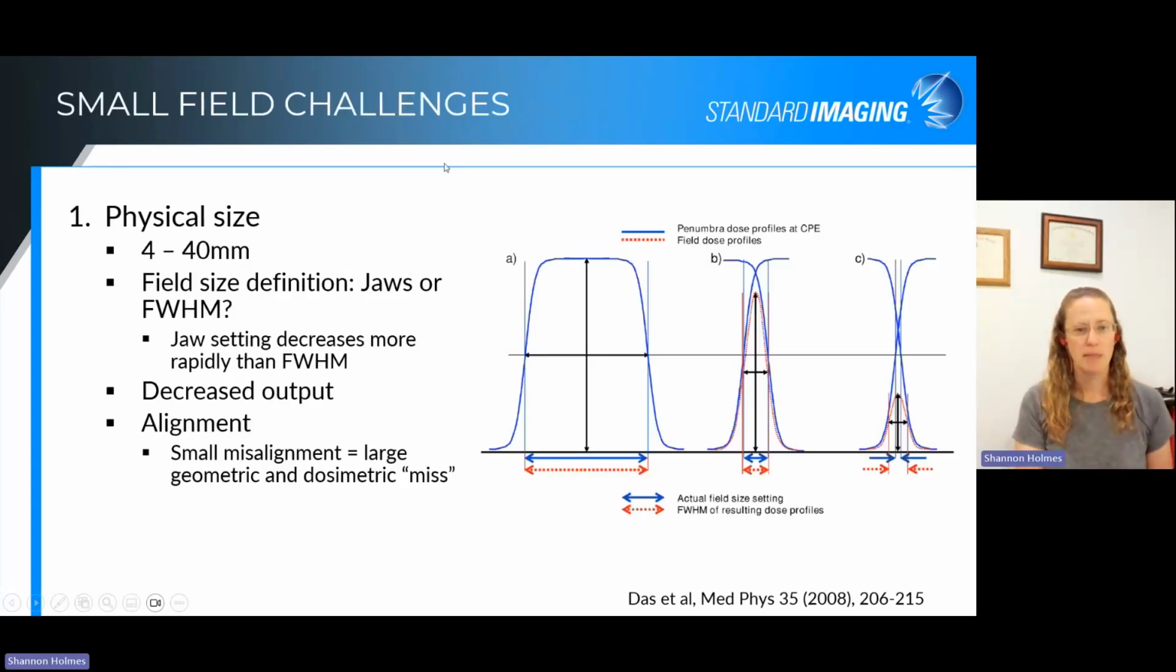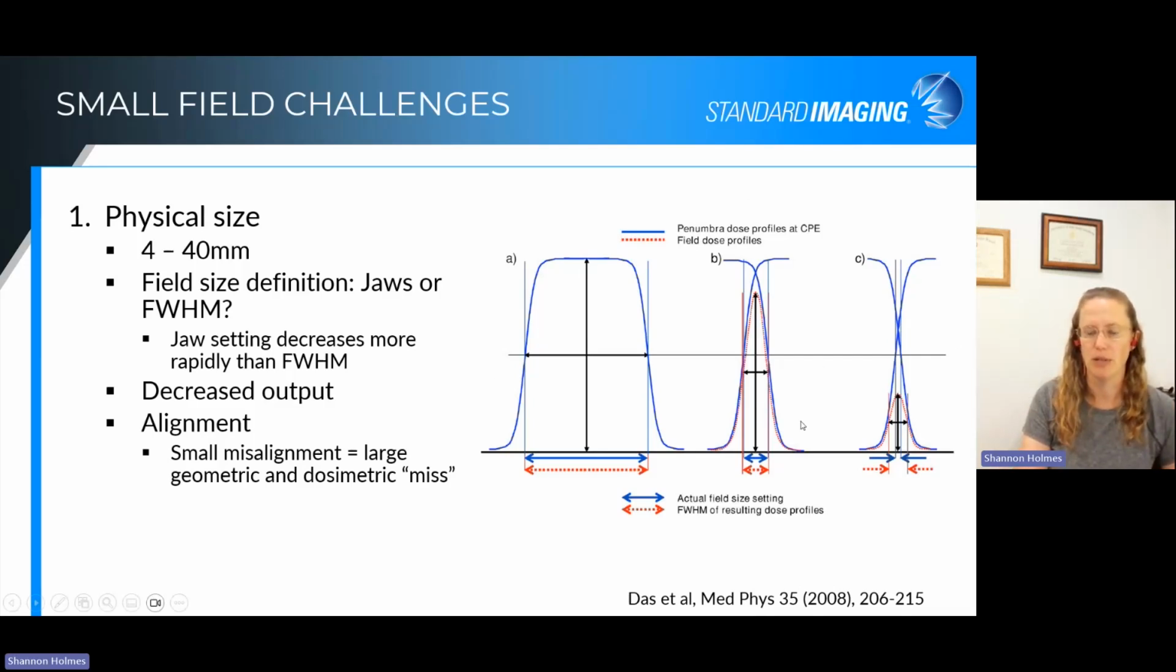So number one, as I mentioned, is physical size. That's the first challenge. Usually we're talking about somewhere between 4 millimeters and 4 centimeters. So the first question to investigate when you're looking at your own small fields is, how are you defining that field? Are you defining that field by where the jaws are being placed with your accelerator, with your MLC, high definition MLC? Or are you using a stereotactic cone where it's defined more by the full width half max? If you are looking just at jaw position, that can affect the overall shape and size of your field.